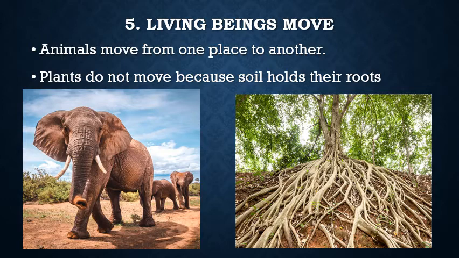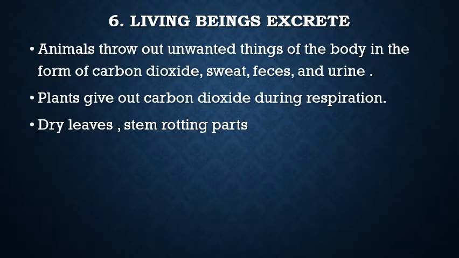Next, it is about living beings excrete. Now we all live, and as we live, we all produce different unwanted things in our body. Animals throw out the unwanted things of the body in the form of carbon dioxide. How do we excrete carbon dioxide? Through respiration. Sweat: we all sweat when it is very hot. That sweat is also another form of excreta.